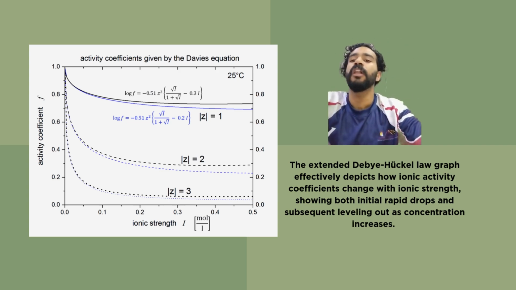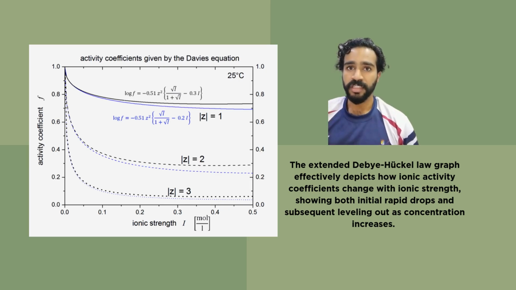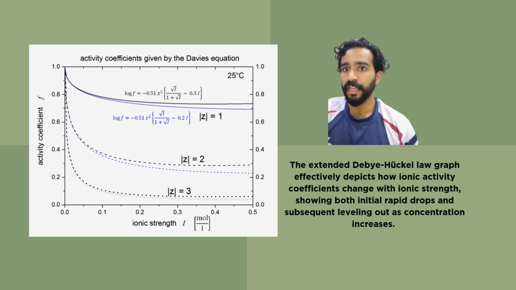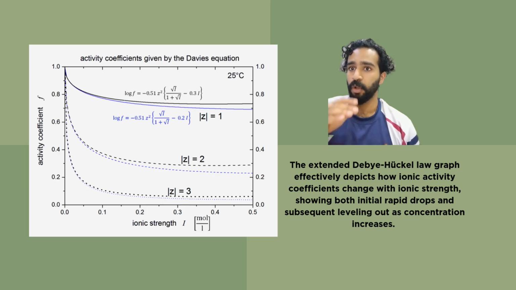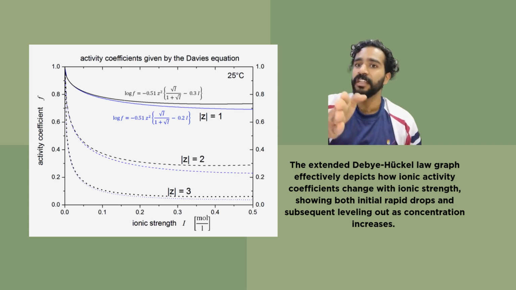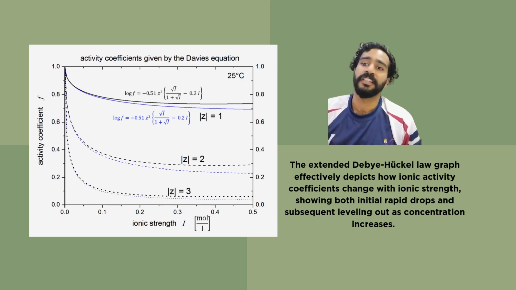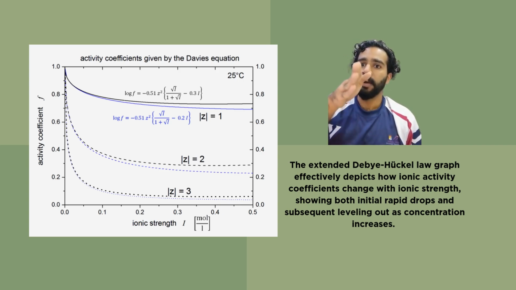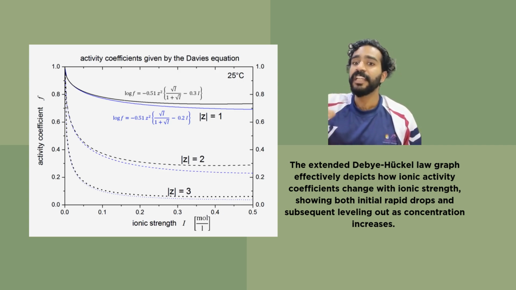Here is an example of a graph which shows the extended Debye-Huckel law. As we can see, the activity coefficient is given by the Davies equation, which is log f equals negative 0.51 z squared, square root of I over 1 plus square root of I, minus 0.3 I. Based on that, the activity coefficient rapidly decreases and slowly levels out, at a constant temperature of 25 degrees Celsius. As the activity coefficient decreases and levels out, the ionic strength increases.